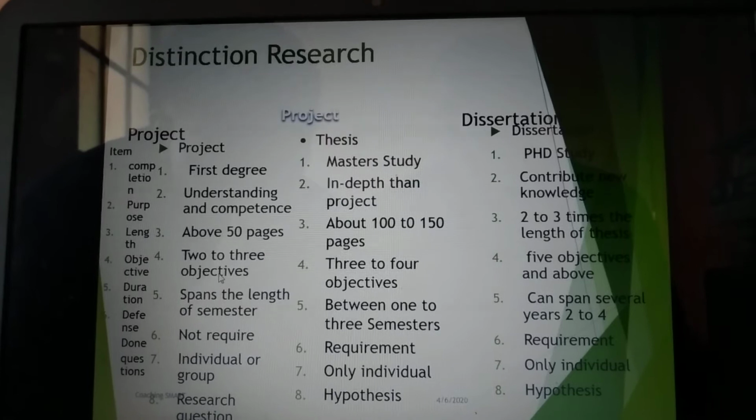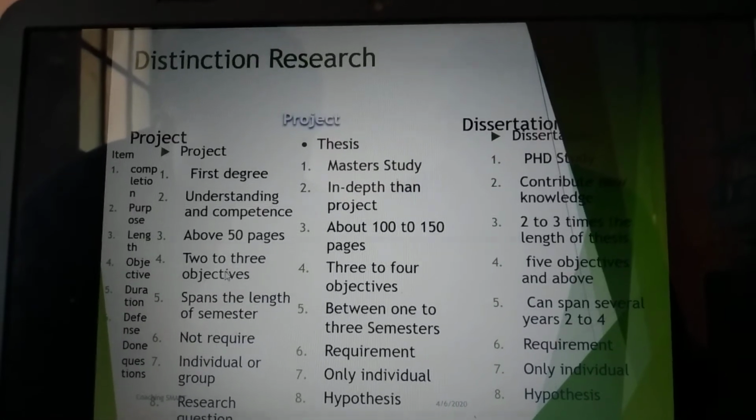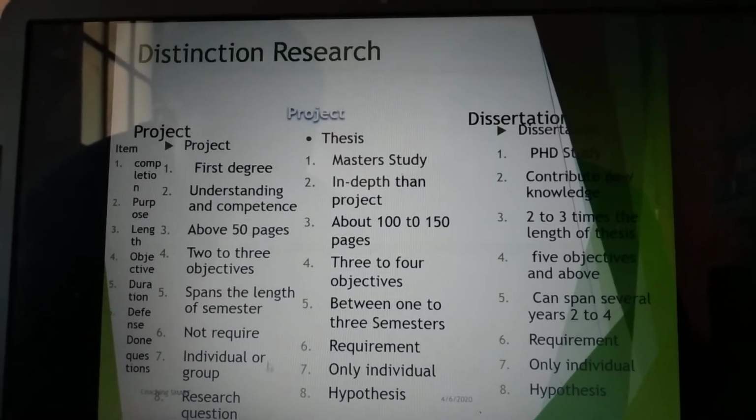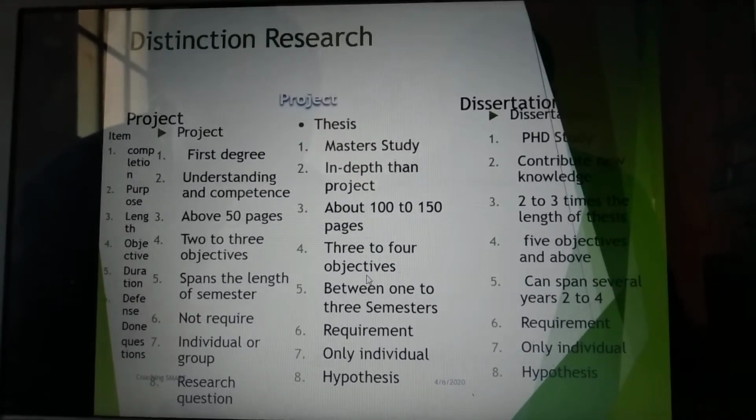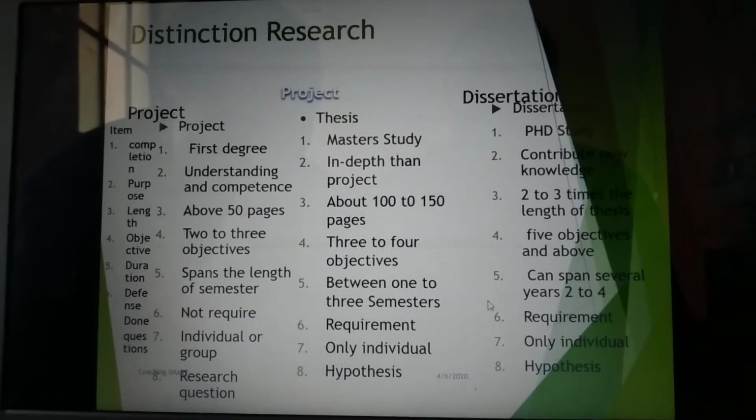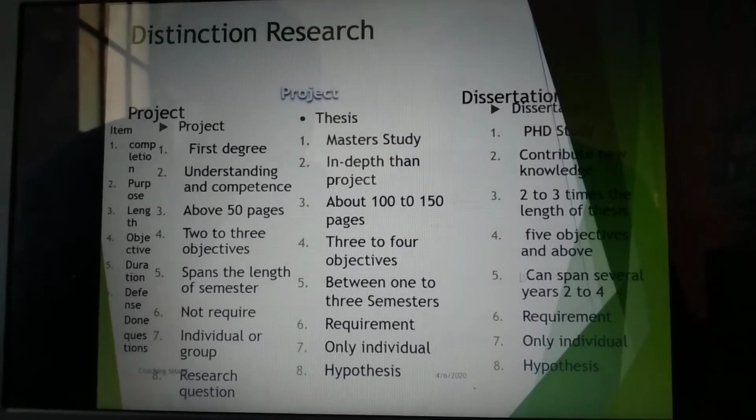Objectives. 2 to 3 objectives. So when you're dealing with a project, you have 2 to 3 objectives. When you're dealing with thesis, 3 to 4 objectives. And when you're dealing with dissertation, 5 objectives and above.